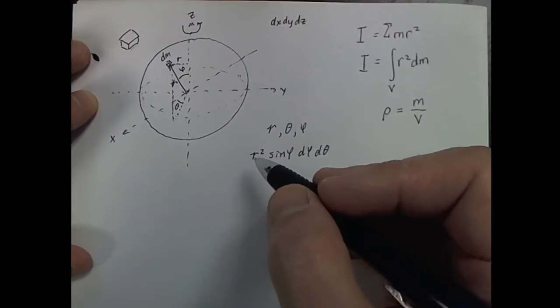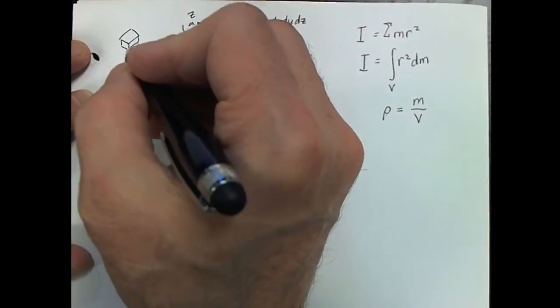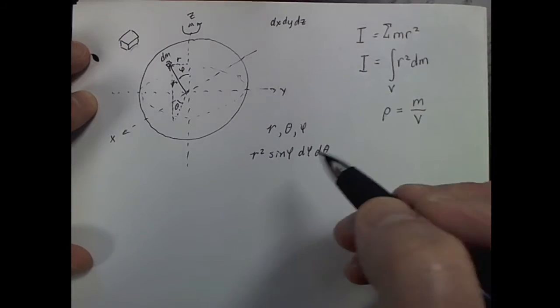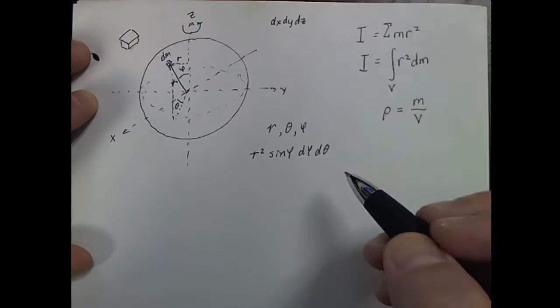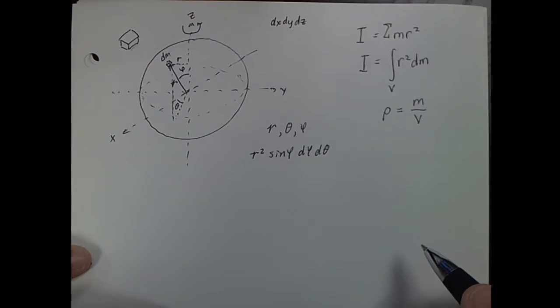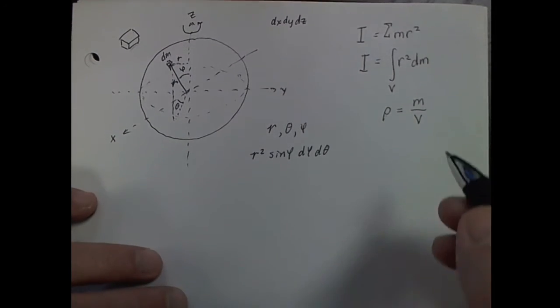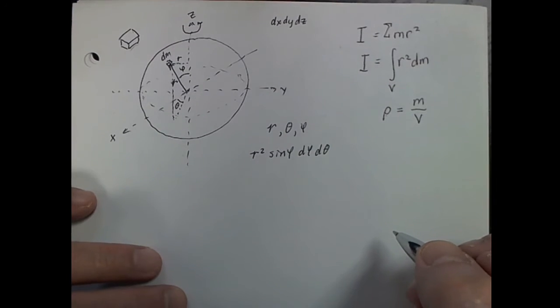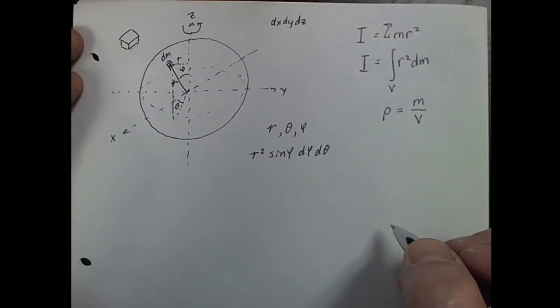And so you can see how you get an r delta phi for this side. And then when you multiply the three sides to get the volume, this is what you get. I'm not going to go through that in detail. You can look it up. All right. So back to finding the moment of inertia of this solid sphere.